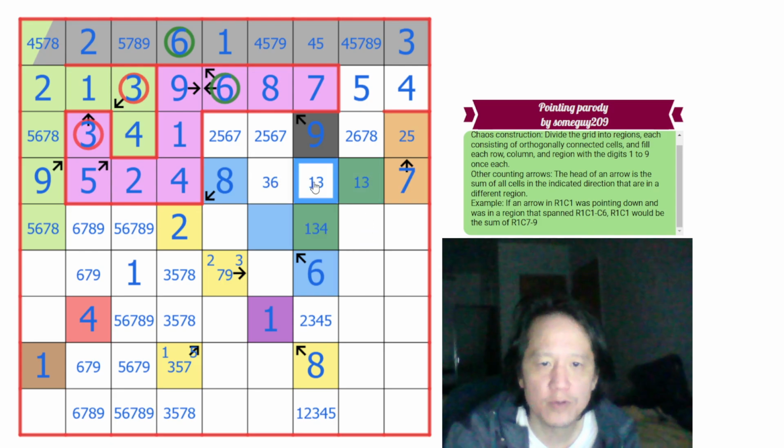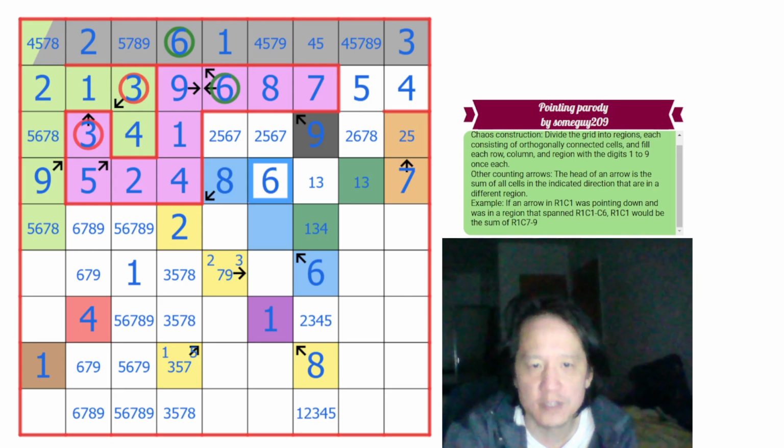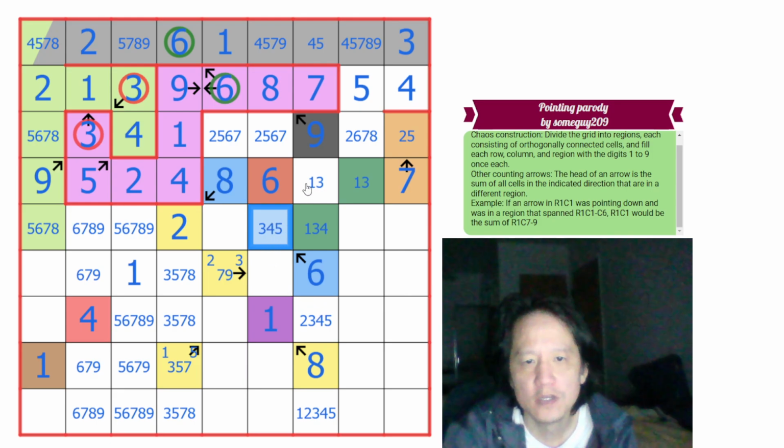This is 1, 3, 1, 3, which forces this to be 6, which means it cannot be blue. So this is a separate color. I don't know, we'll make it ochre. So it cannot be blue because we already have a 6 in blue. This can't be 1, 2. Could be 3, 4, 5. No 6. Could be 7. Cannot be 8. Could be 9.